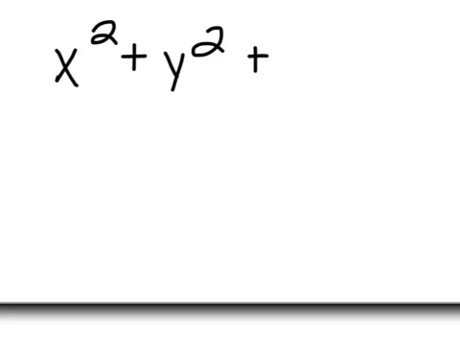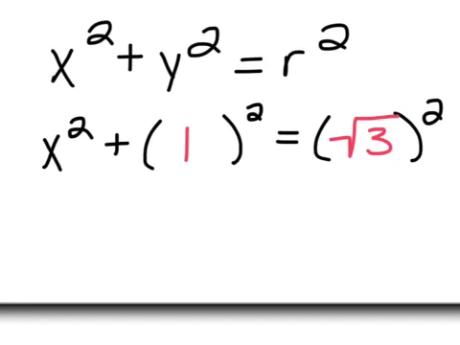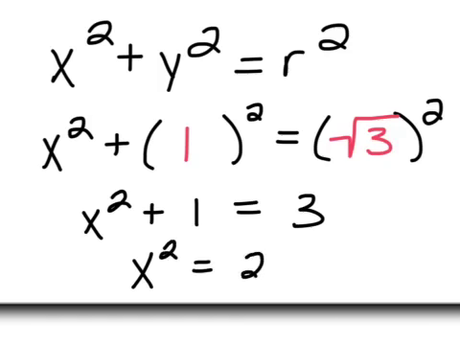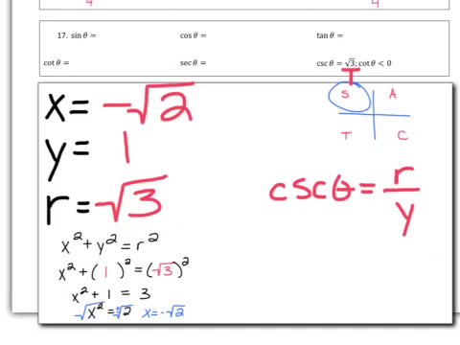In order to determine my x value, I'm going to have to use my equation for a circle, x squared plus y squared equals r squared. We don't know the x, but we do know the y, and we do know the r value. Once you've filled those in, you can go ahead and square them. Square root of 3 squared is 3, and x squared equals 2. Take the square root of both sides, and it could be plus or minus square root of 2. We've already taken care of that though. X is going to be negative square root of 2. Alright, now you can see the x, y, and r values.